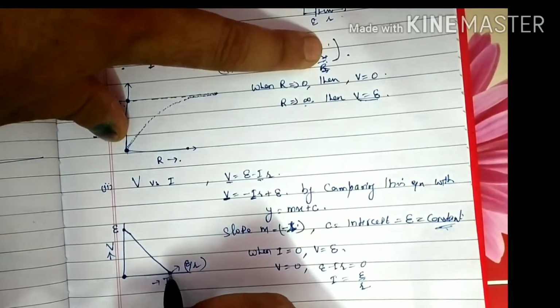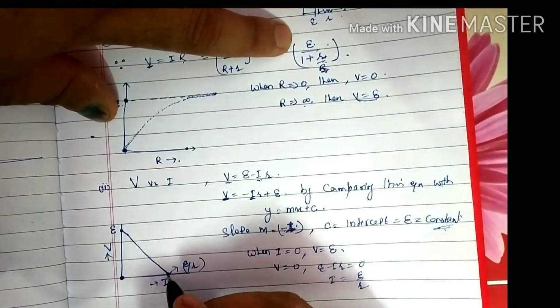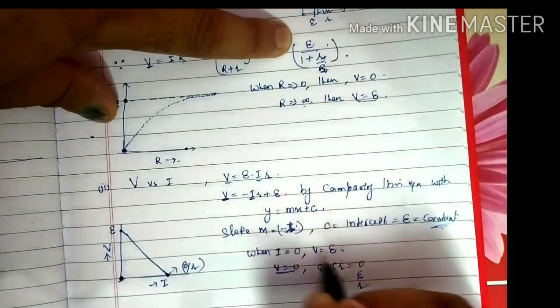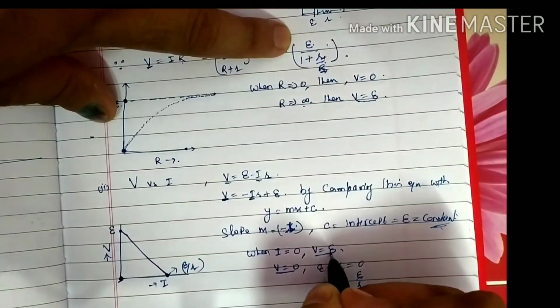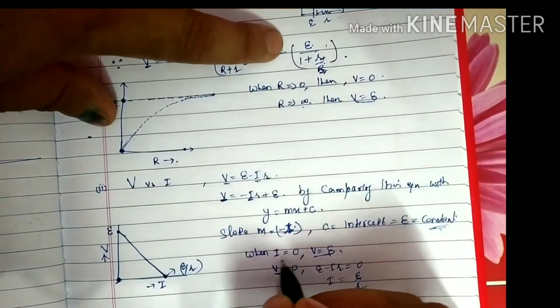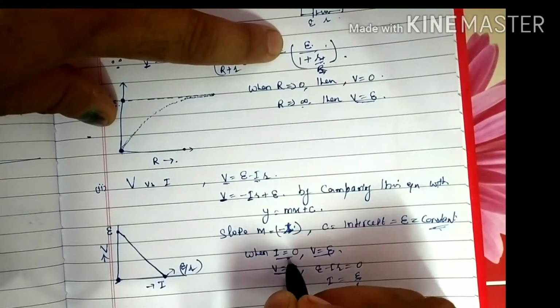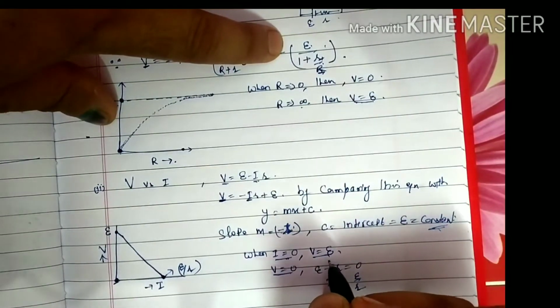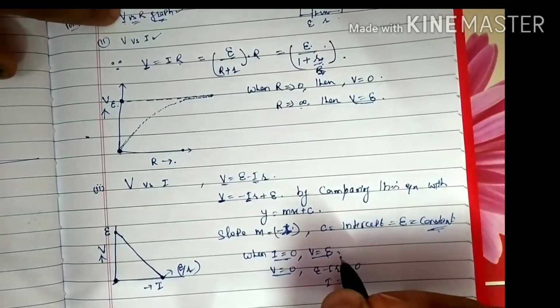So these are the 2 points on the graph where we will get the value of I equal to E upon R when V is equal to 0, and when I is equal to 0 we will get V equal to E, the EMF of the cell. I equal to 0 means an open switch. For an open switch, V, the terminal potential, is equal to the EMF of the cell. So these are the 2 important graphs.